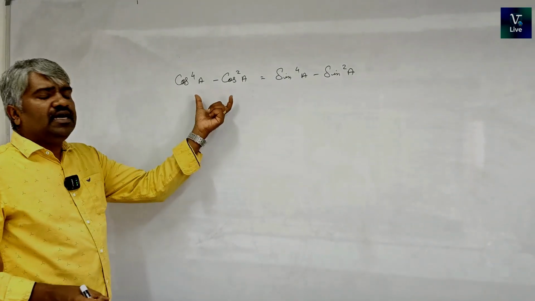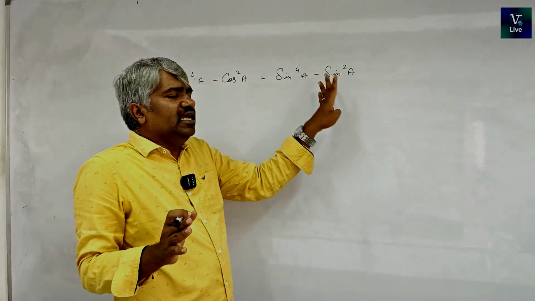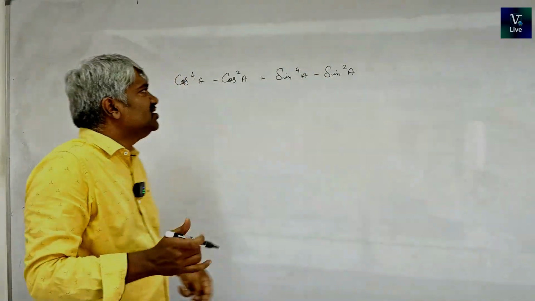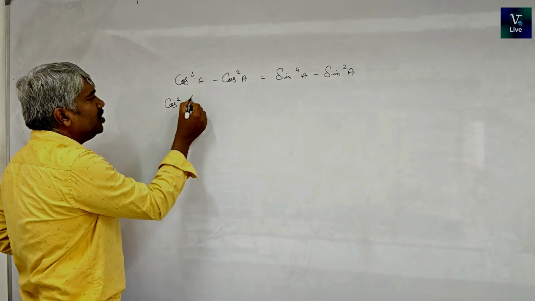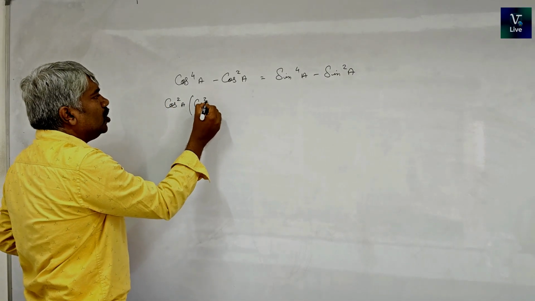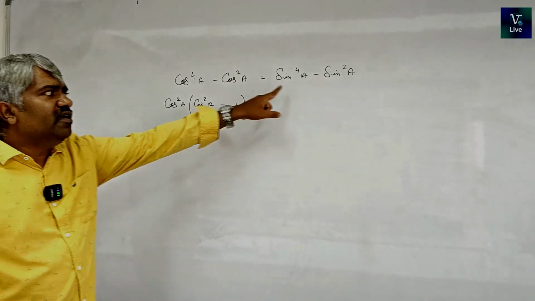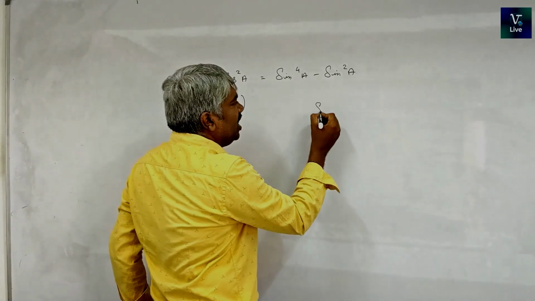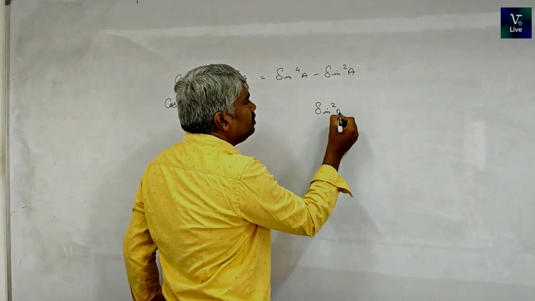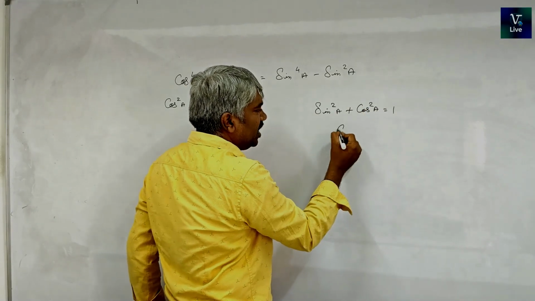Now, I am going to take the left side. I am not going to touch anything on the right side. This is going to be as it is. The common term in both is cos square a, so take it out: cos square a times (cos square a minus 1). I am going to convert everything into sine. So, we know that sin square a plus cos square a equals 1 from the trigonometry identities.